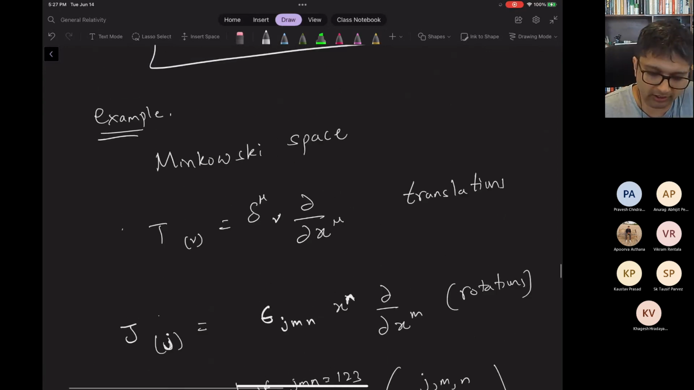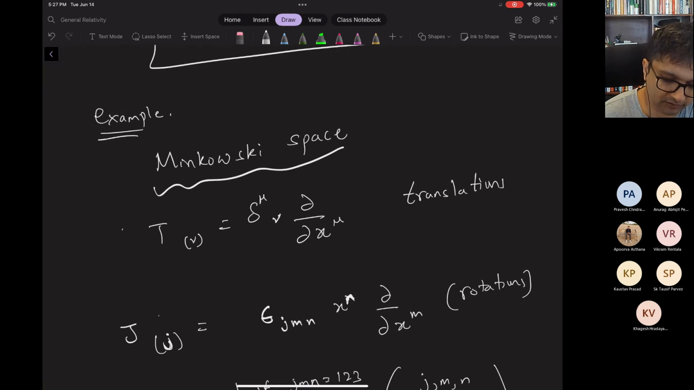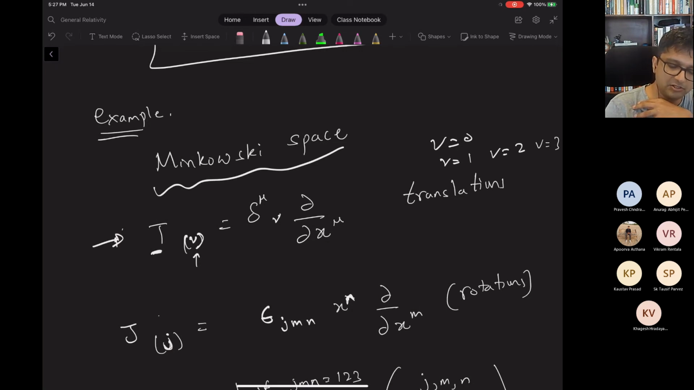All right, so you can also do this for Minkowski space. Again, you'll have a set of operations which are translations. I'll put a label in brackets, so this is a Killing vector field. This is not the index of the Killing vector field, but rather the nu tells me which Killing vector field I'm talking about. So nu equal to 0 corresponds to translation in the time direction. Nu equal to 1 corresponds to translations in space, in the x direction. Nu equal to 2 is in y. Nu equal to 3 is in the z direction. So I can write this as delta^mu_nu partial_x^mu.